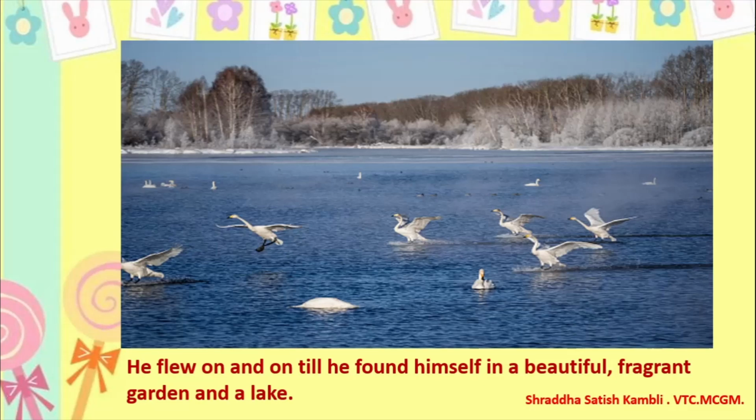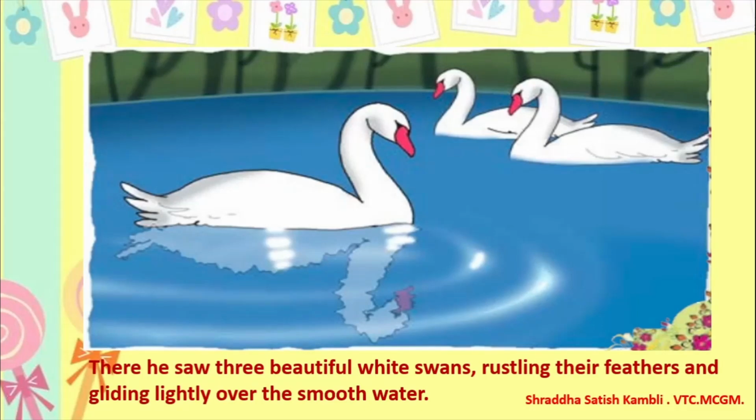So he came to a place where there was a beautiful garden and there was also a lake there, very close to the garden. And he was very happy to see this place. He was also very, very happy because he saw three beautiful white swans who were swimming over the water of the lake. Alright, now again he saw the swans and he remembered that he had seen the swans long back also.